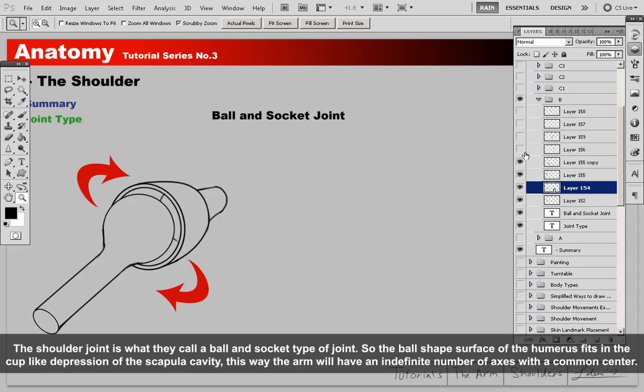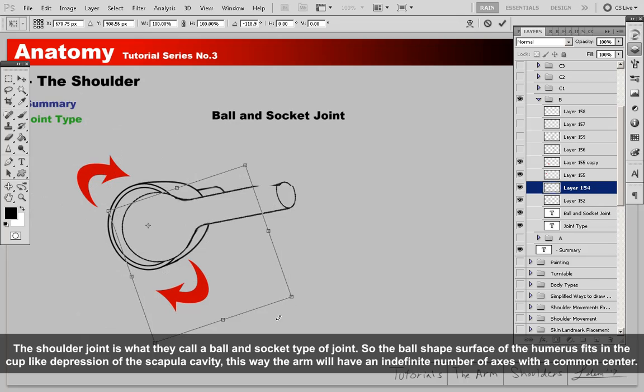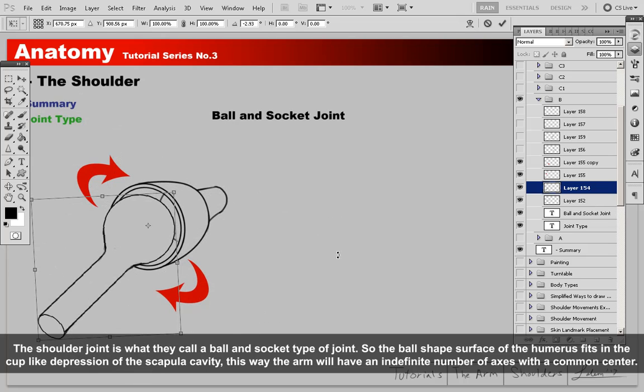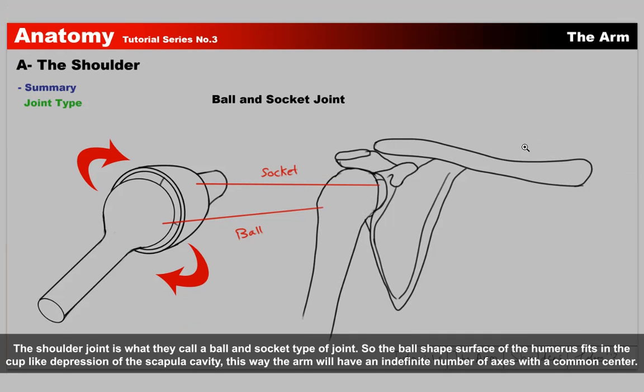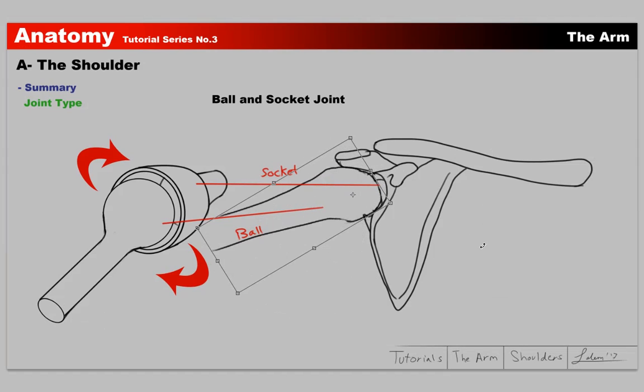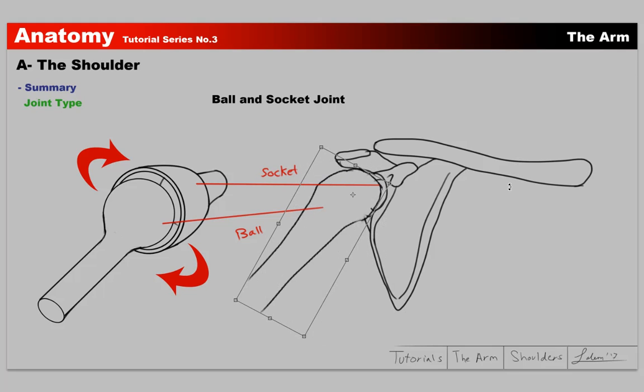It rotates in different axes. So this is the axis of the rotation. It can rotate on different axes. This is a simplified way to see the joint. You can see it as the scapula, this is the ball, and this is the socket. And it will rotate in the same way. This is the rotation of the humerus.